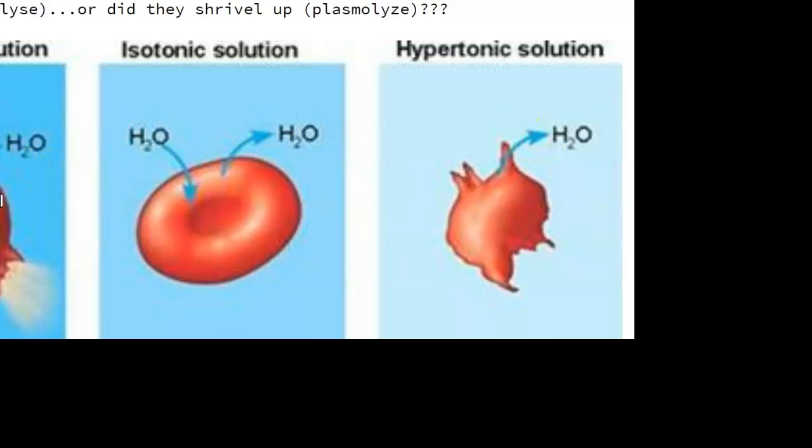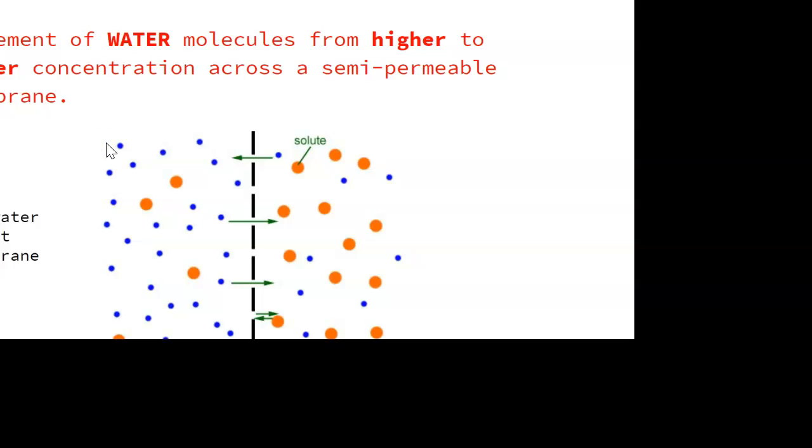The correct answer is her cells lysed. So with too much water in her blood, it was in high concentration outside her cells. Therefore, water, like any other molecule, will diffuse from high to low concentration. So it diffused into her cells and lysed. So what is the science behind it? The science behind this is called osmosis.